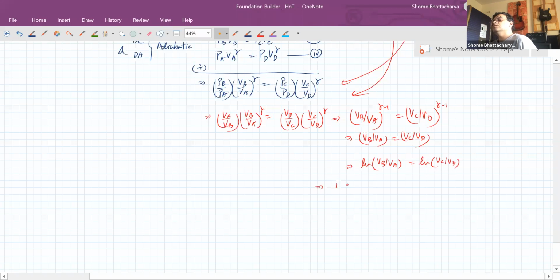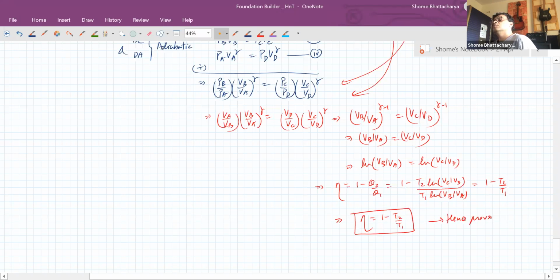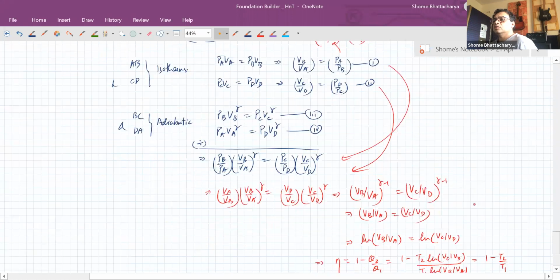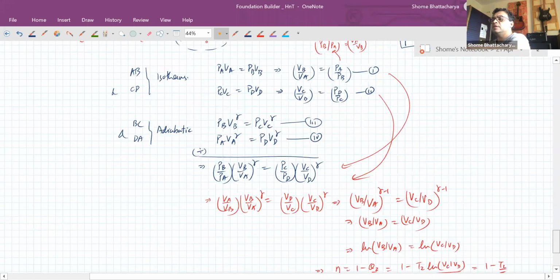So therefore my efficiency, which was 1 minus Q2 by Q1, which was 1 minus T2 into ln of VC by VD divided by T1 into ln of VB by VA, is nothing but 1 minus T2 by T1. So the efficiency of the Carnot engine should be given by this formula. It is proved in this. Okay, so I'll just take you through this once more. It's a little bit tricky how we manipulate the variables. Okay, so just go through it carefully and make sure you understand all the steps.